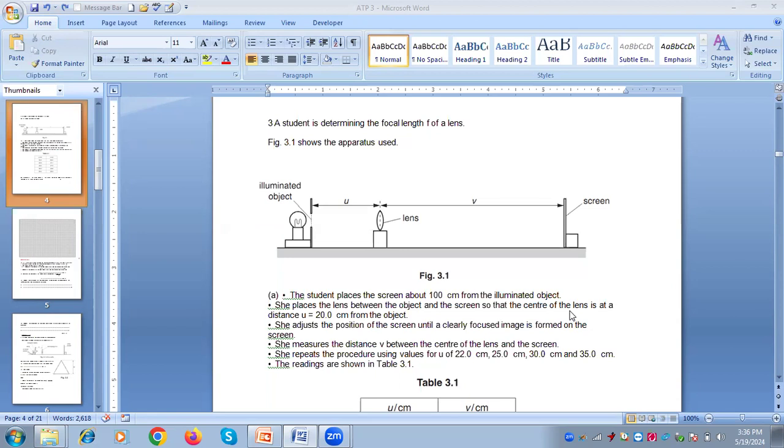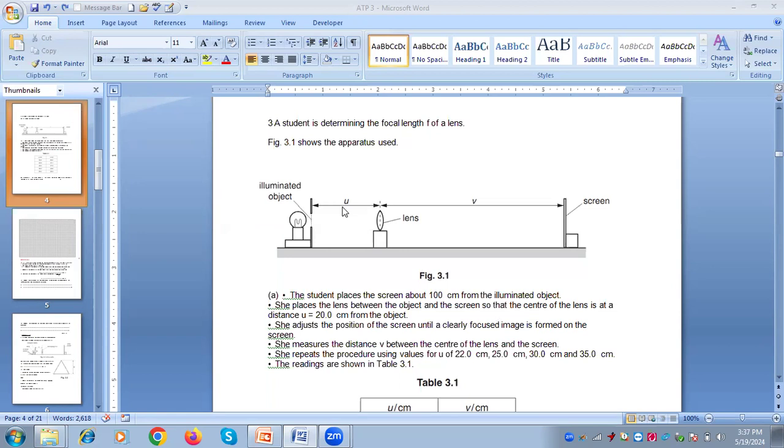And these questions are related to the topic light. In light, again, there are different subtopics. This topic is for the lenses. I'm discussing questions on lenses. How to find out the focal length of a convex lens.